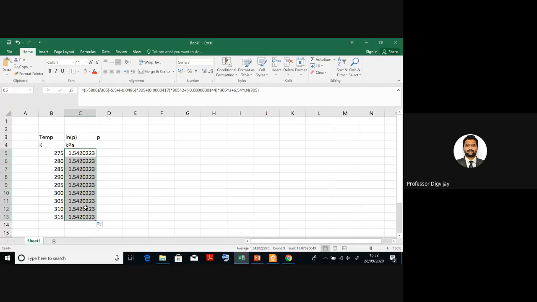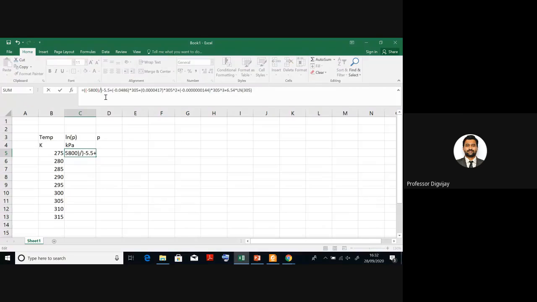Okay. Now in this case, what I have done here is taken the value as 305. So you can take the value of this temperature. Here the temperature for this cell is 275. So here I will replace this 305 by the corresponding cell. So this will be 275. Again, this cell will be replaced by 275, and this will be replaced again by 275. I've just selected the cell, and when I select the cell, it will automatically take B5. B5 means B column and fifth row. That will give you the value of B5. So again, 305 will be replaced by this cell. This way, your value goes to minus 3.36.